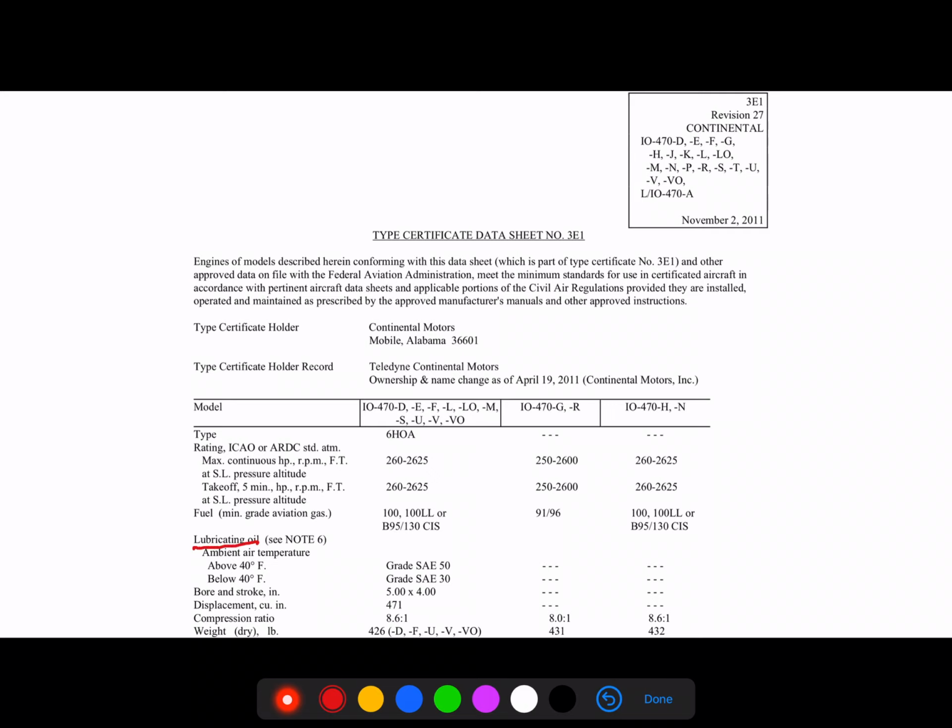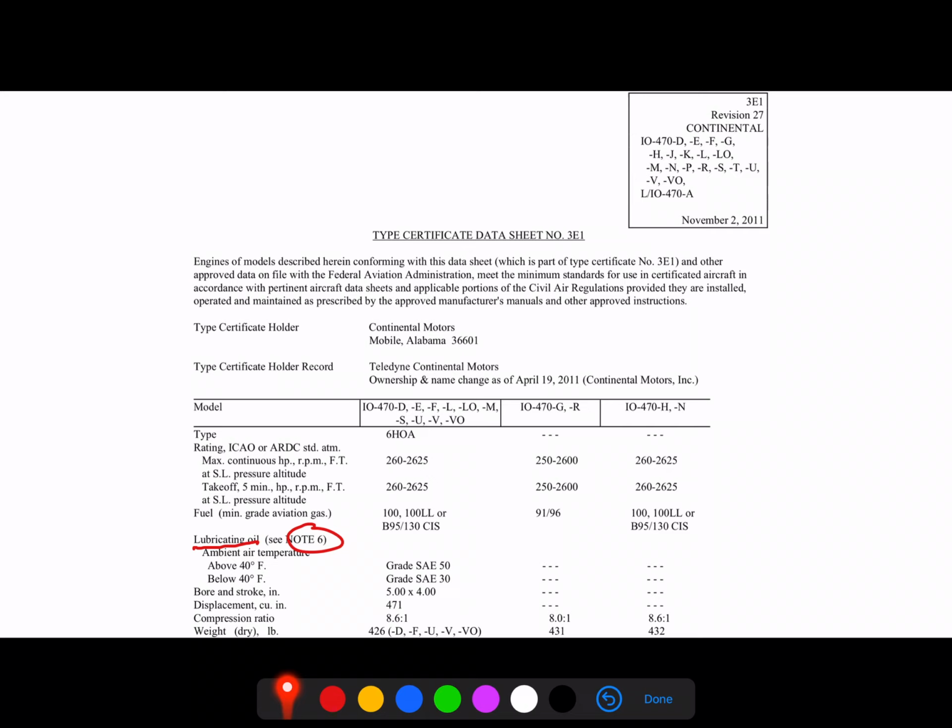We have a reference to note 6, but we also have our ambient air temperature and the degree rating. So above 40, below 40 Fahrenheit, we have SAE 50 and SAE 30. Those are familiar from what we saw in the overhaul manual. And this is what can be in the engine to conform with the type design, which is an important thing when we talk about signing things off for return to service and establishing that they conform to their type design.